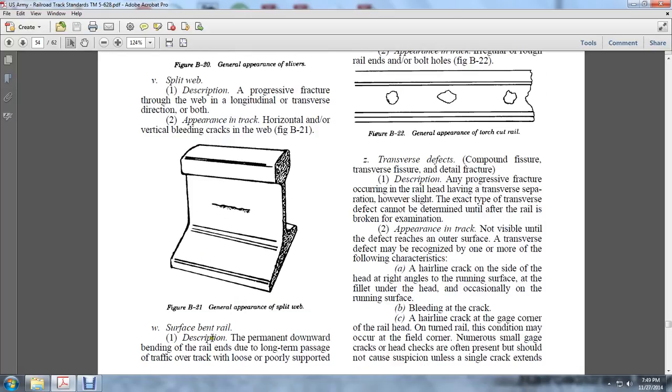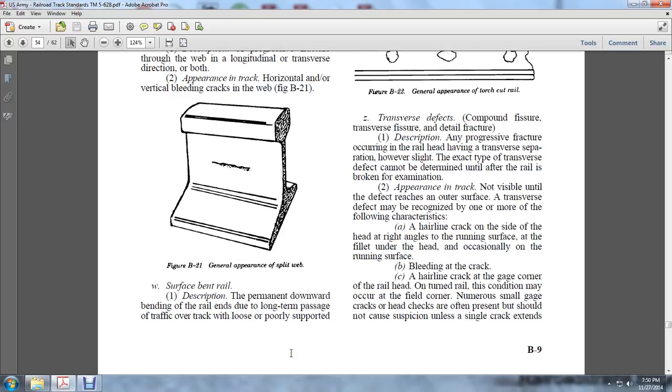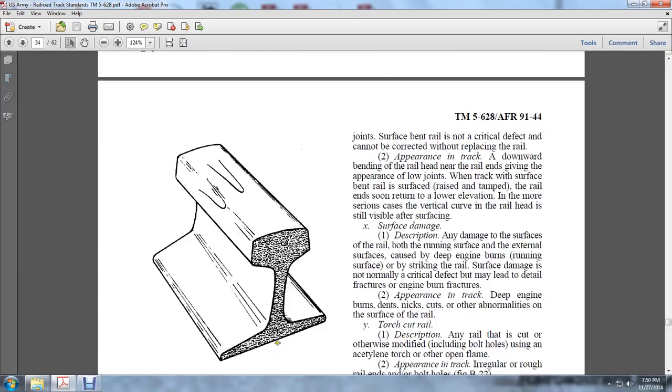Surface of bent rail. Description of the permanent downward bending of the rail ends from large long-term passage over the track with loose, poorly supported joint surface. Bent rails are not a critical defect, but cannot be corrected without replacing the rail. Appearance in the track: the downward bending of the railhead near the rail ends, giving the appearance of low joints. When the track with the surface-bent rail is surfaced, raised or tamped, the rail ends will soon return to the lower elevation.